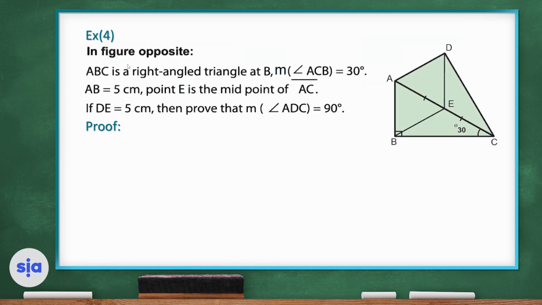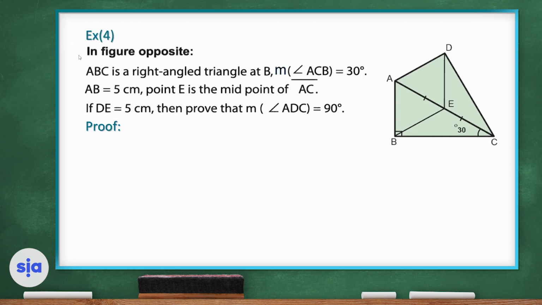Example 4, in the opposite figure, ABC is a right angle triangle at B, where angle ACB is 30 degrees, and AB is 5 centimeters, where point E is the midpoint of AC. If DE is equal to 5 centimeters, then the question wants me to prove that the measure of angle ADC is also 90 degrees.